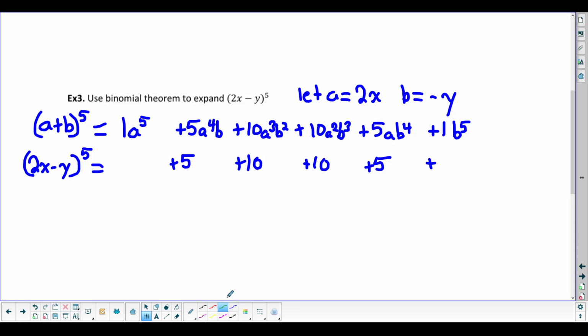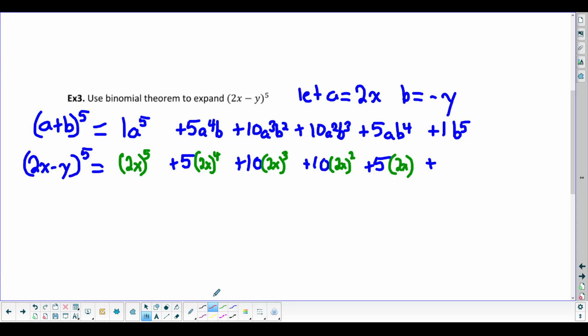Okay, so let's start substituting in. I'll do all the a's first. So when I substitute them in, I'm going to put them in brackets. So we'll get 2x to the power of 5. So when we go to expand and simplify this, we're going to have to do 2 to the power of 5, x to the power of 5. For this one, we get 2x to the power of 4, 2x to the power of 3, 2x squared, 2x, and then we don't get anything there.